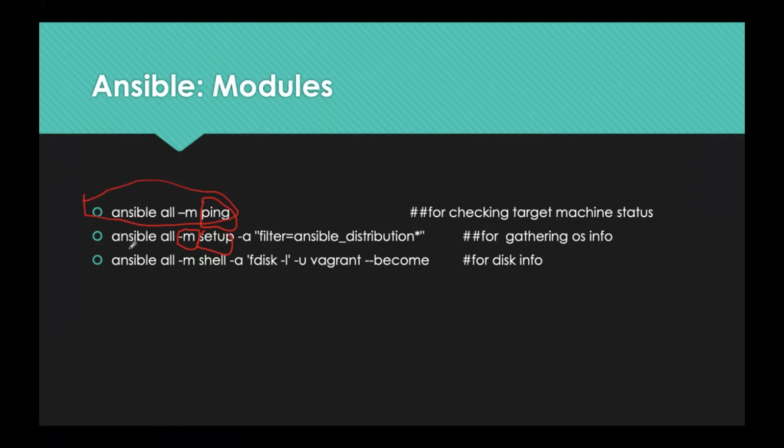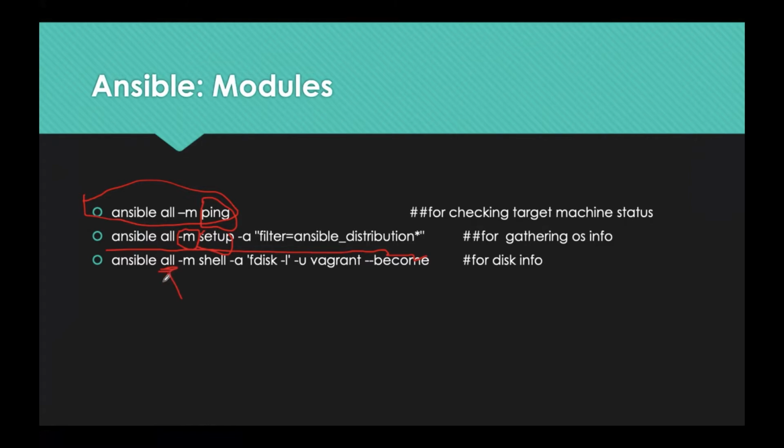If you write a playbook, playbooks are written in YAML. The ad hoc command is a one-liner command, and it gives you output based on that one-liner. Here you can see it is trying to gather the OS information of your machines by filtering the Ansible distribution. The third ad hoc command shows you the disk information of the remote machine. Here, all is the information of which hosts you want to hit, so it is considering all hosts.